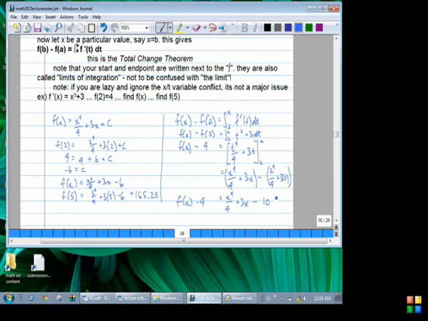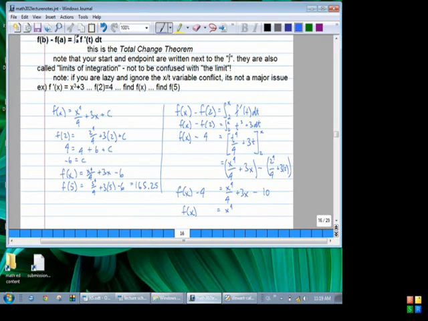And now all that's left to do is to get f of x by itself. So we add 4. So clearly you can see this works.